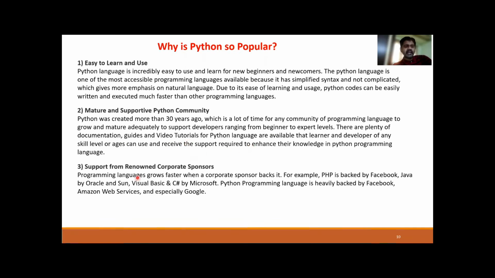And the third one is support from renowned corporate sponsors. Python language grows faster when a corporate sponsor backs it. That's the reason Python gained an enormous amount of popularity thanks to these corporate sponsors. PHP is backed by Facebook, Java by Oracle and Sun.